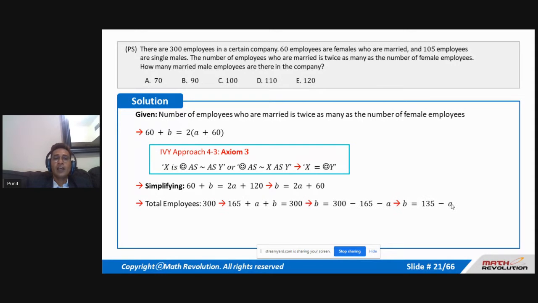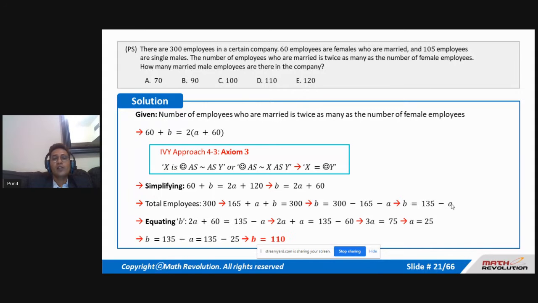Total employees were 300. So 165 plus A plus B is 300. So we can definitely find the value of B here, which is 300 minus 165 minus A. So we can express it in terms of B, which is 135 minus A. We have got two equations for B. One is 2A plus 60, another is 135 minus A. We can equate them, putting them equal to each other, and we get the value of A equals 25.